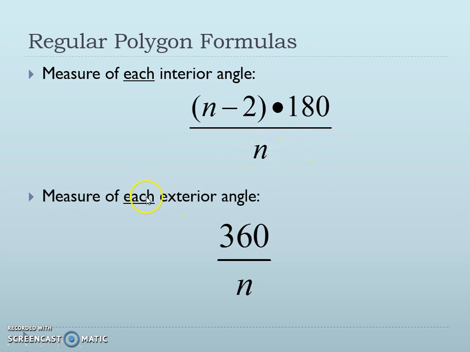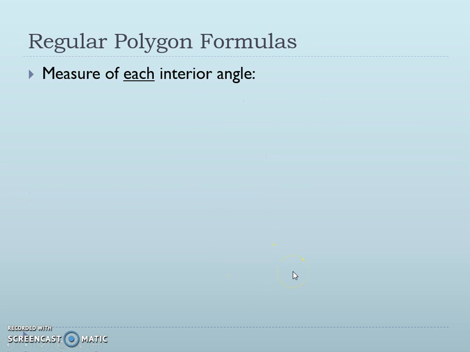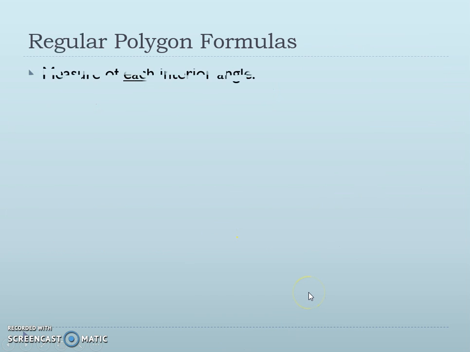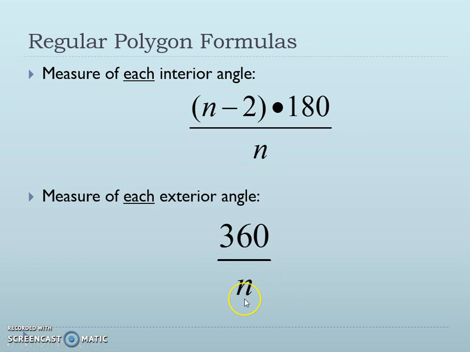Another formula is the measure of each exterior angle for a regular polygon. You just do 360 divided by the number of sides. So if I have a triangle, I do 360 divided by 3, which is 120 for each exterior angle. That makes sense because if you draw a line outside, inside will be 60 plus 120. If I draw a line outside, it's going to be 180, right?